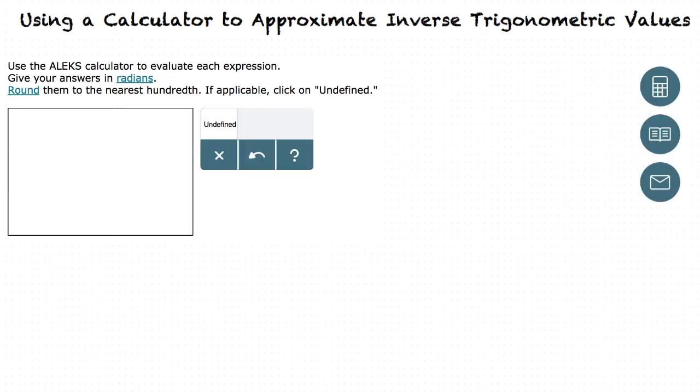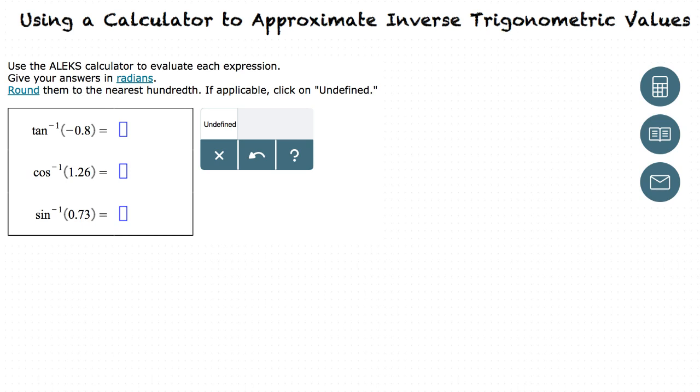This video will cover the topic using a calculator to approximate inverse trigonometric values. For our first example problem, we will solve the following set of inverse trigonometric functions: inverse tangent of negative 0.8, inverse cosine of 1.26, and inverse sine of 0.73, in order to approximate their values.